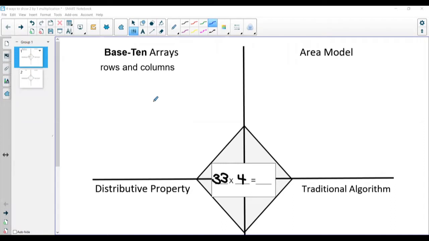I'm going to remind you of three strategies for 2-digit by 1-digit multiplication. I'm not showing you the traditional algorithm because I've shown that in a different video. I'll start with base 10 arrays.